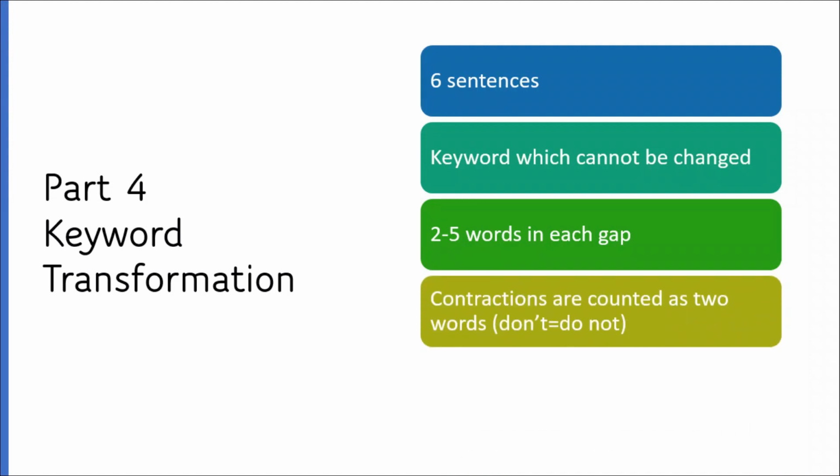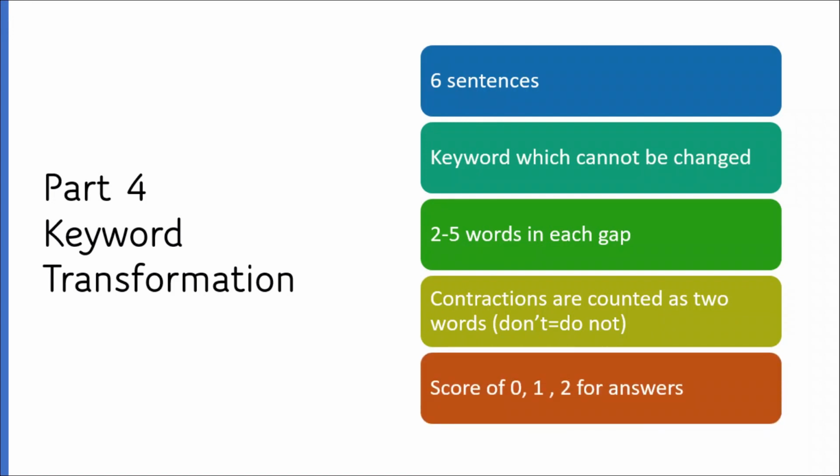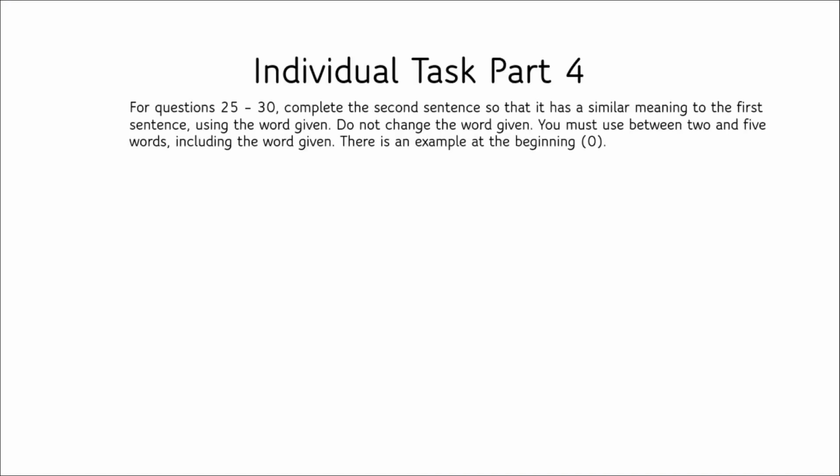If you want to use a contraction like don't, that is counted as 2 words. The score for this exercise is 0, 1 if it's partly correct and 2 if it's a fully correct answer. Now we'll see what it looks like. We can see some instructions at the beginning of the exercise and an example.